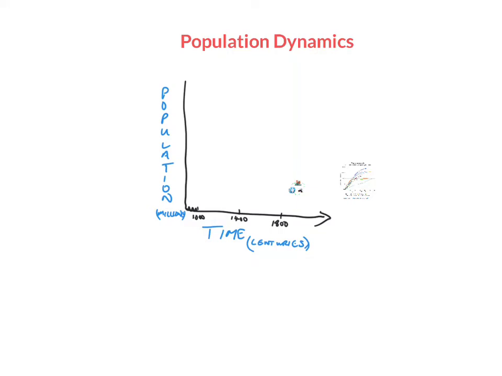Welcome to our lesson today on population dynamics. And when we talk about population dynamics, what we're talking about is how the population of a species changes over time. And if we look at the graph in the picture shown, we can see that any population can change over time.